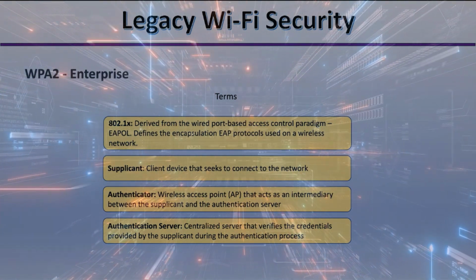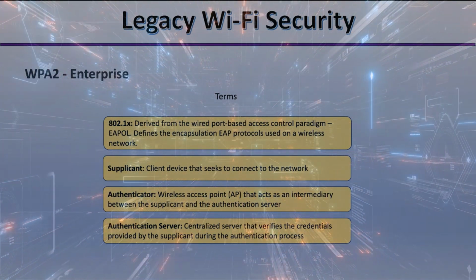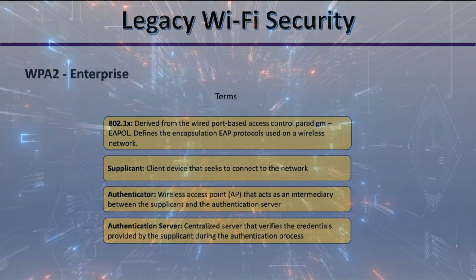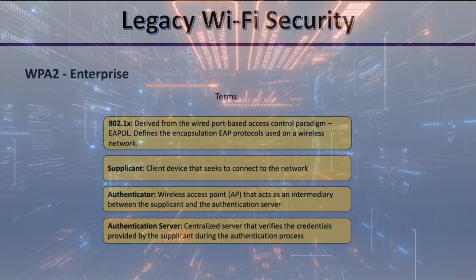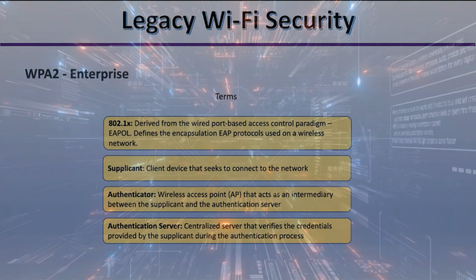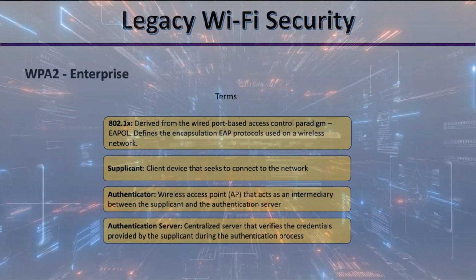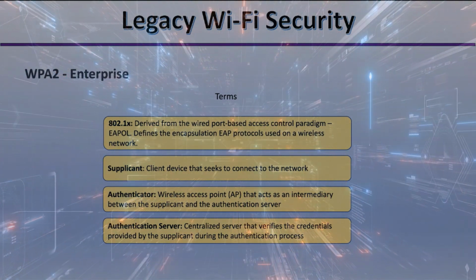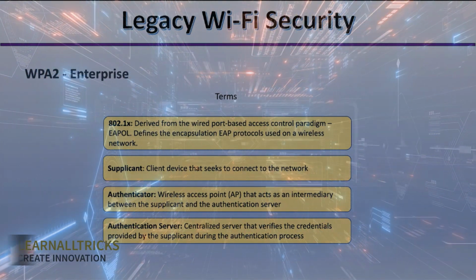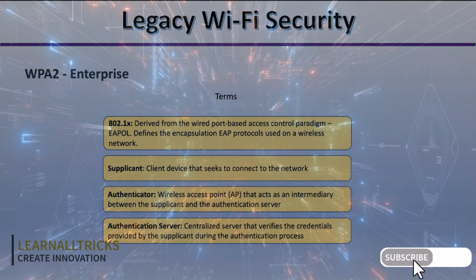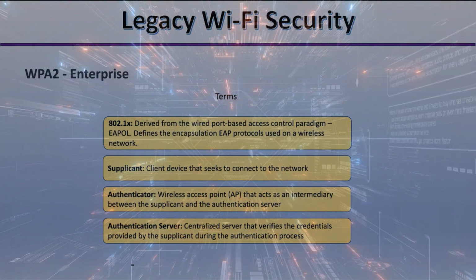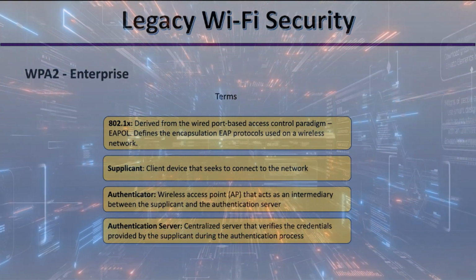But before we go too far, I thought it'd be best to define some terms. Now, in a Wi-Fi network, the 802.1x protocol is used for port-based network access control and provides a method for authenticating and authorizing devices or users before granting access to the network. Now, in this framework, there's three key components. That's the supplicant, the authenticator, and the authentication server.